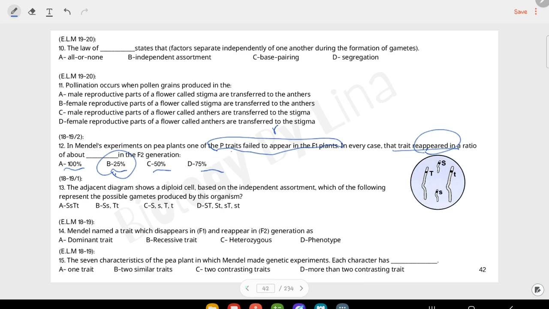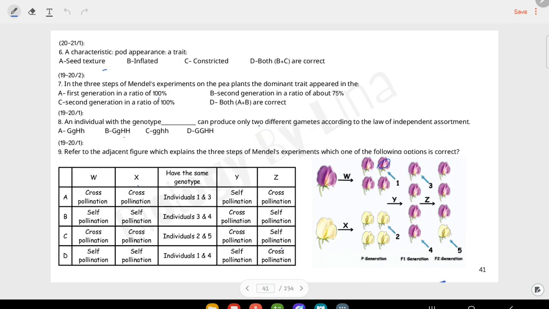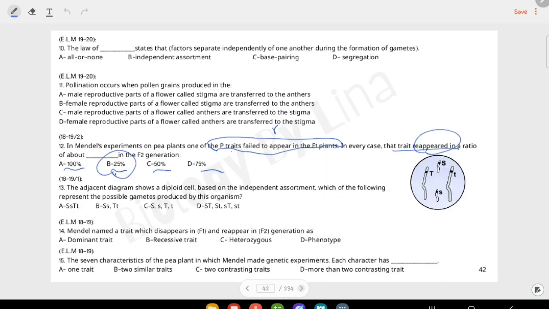If you look at the figure before, the recessive trait disappears here and reappears again in F2, but in a ratio of what? From four offspring, for example, only one of them will be recessive, so a ratio of 25%. What about the dominant? We said it appears in F1 at 100%, and 75% in F2 is dominant. So returning to our question, it's 25%.